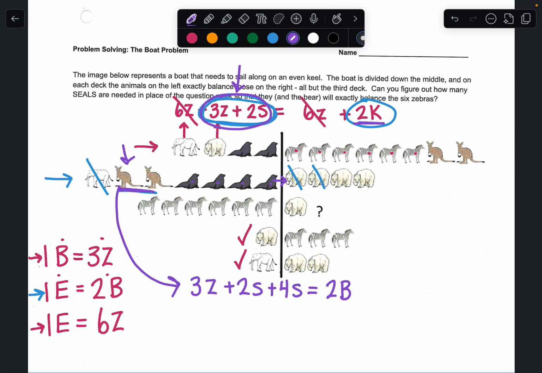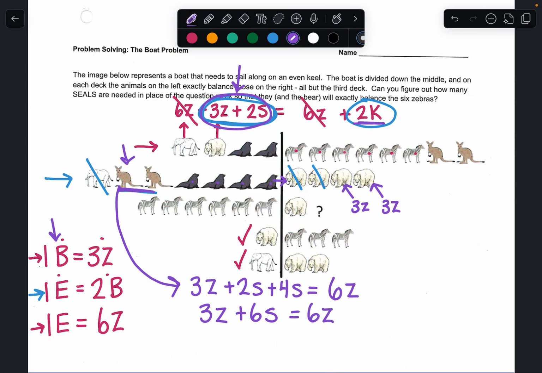So 2 bears and 3 zebras. We know that 1 bear equals 3 zebras, so if we have 2 of them, that makes 6 zebras. Instead of this 2 bears, I'm going to put the 6 zebras right there. Then let's simplify this out and see what we can cancel. On this side, let's leave this as 3 zebras, but let's combine the seals. If I have 2 seals and 4 seals, that's the same as 6 seals, and that equals 6 zebras.